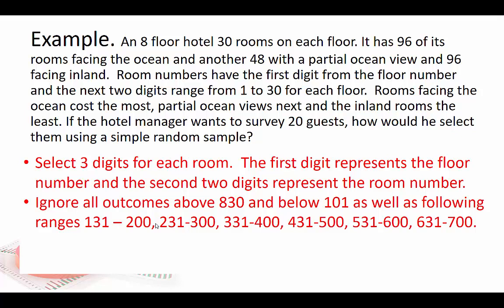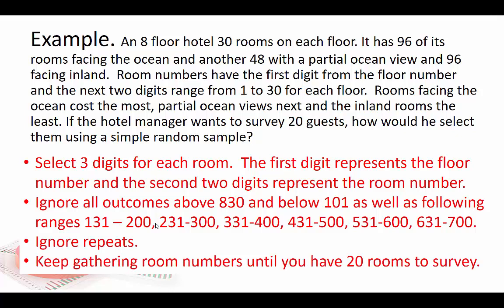Now, since we cannot select the same room twice, we got to ignore repeats and keep gathering room numbers until you have 20 rooms to survey. So you can see it's probably easier actually to go 0 to 243 and just randomly pick from there. So there are different ways you can do it. This one's a little more complicated with the room numbers because there's so many different ranges you have to ignore.